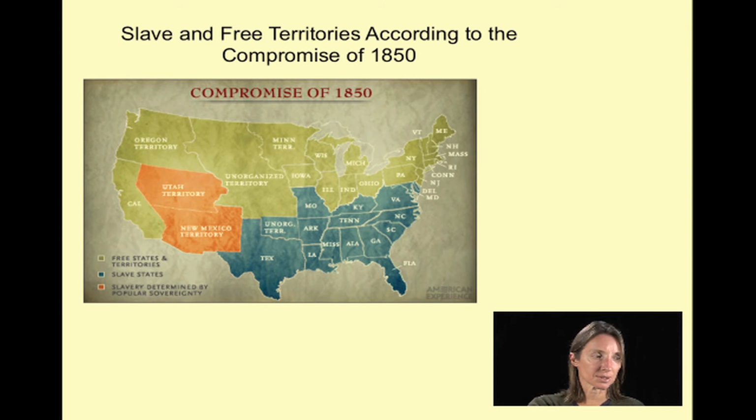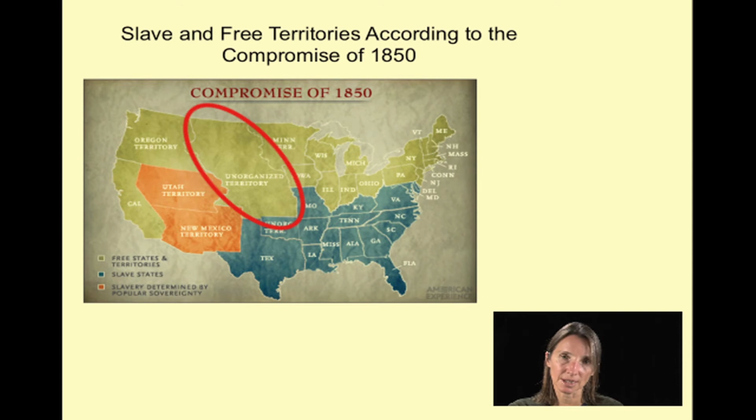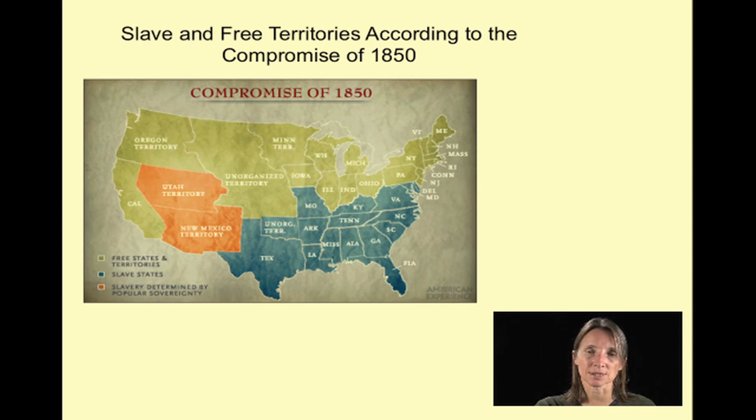And then to the north and the east of that, the unorganized territory, that's territory from the Louisiana Purchase, and that's above the Missouri Compromise line, so no slavery can happen there. That's what's supposed to go on in that part.